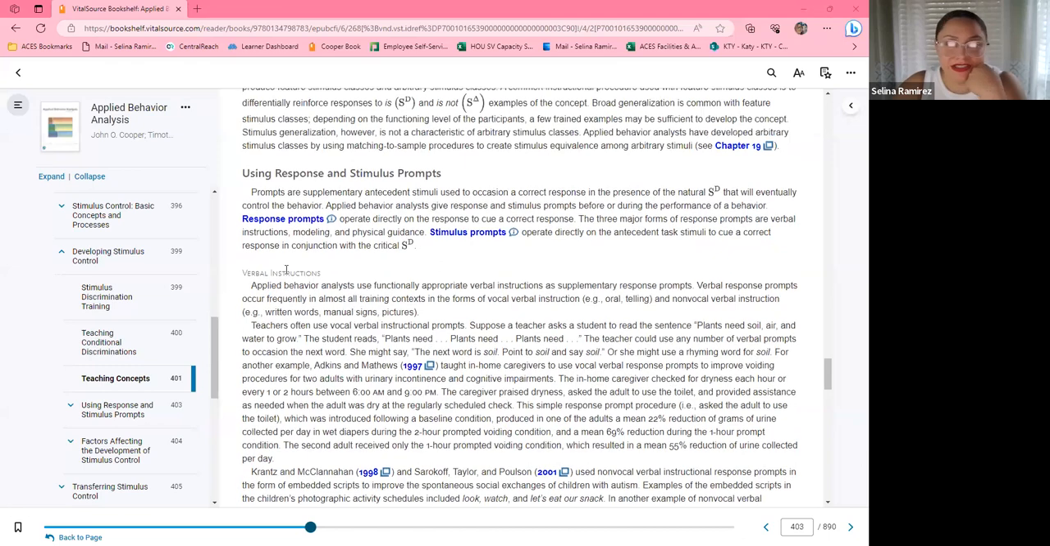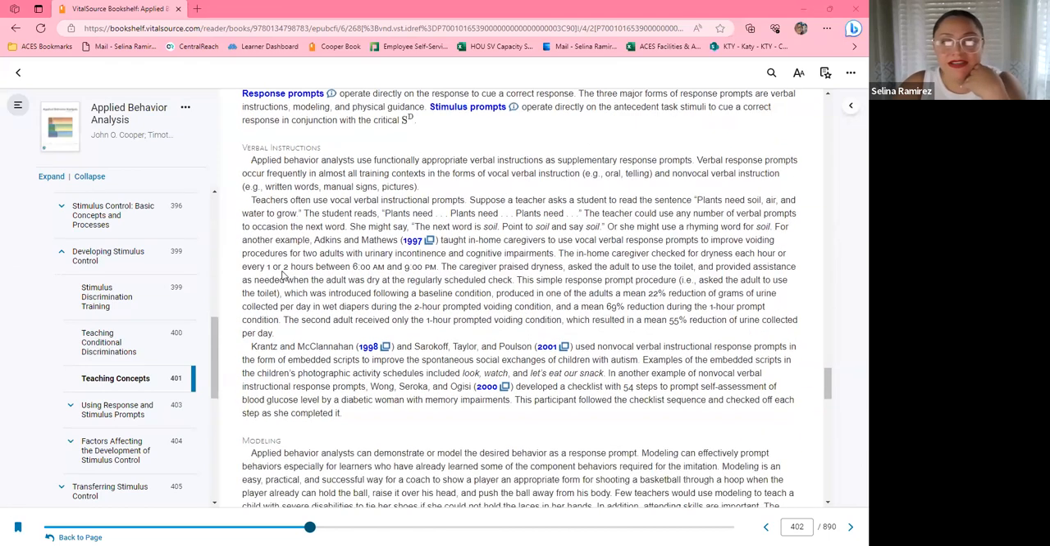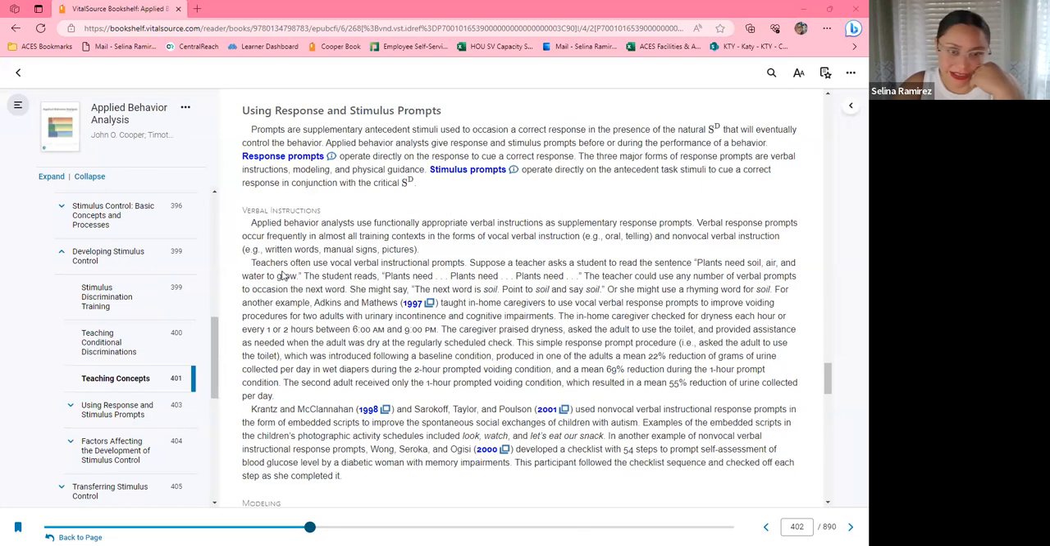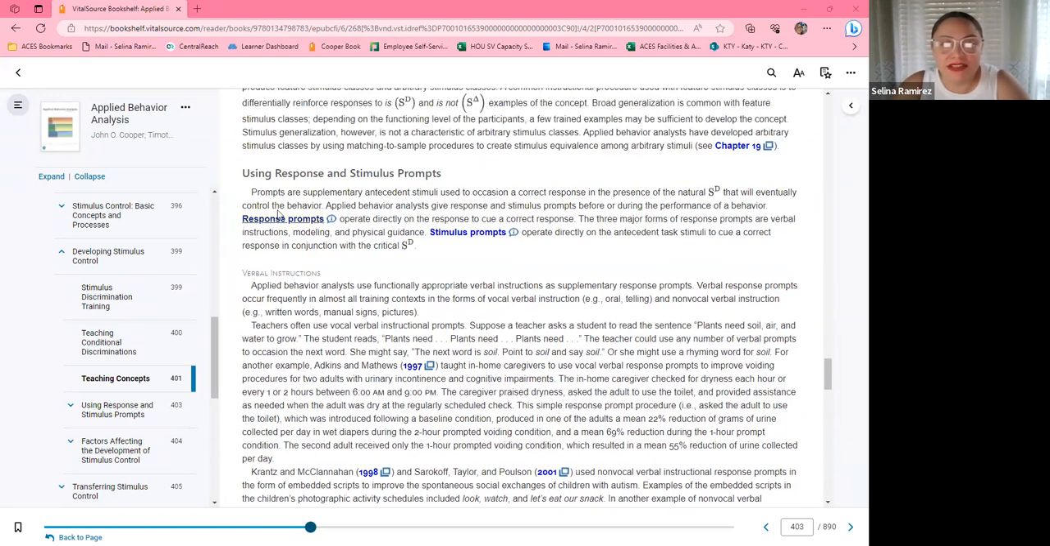Okay, so now it's going to go into prompts. So this is always fun. I love talking about prompting. Okay, so we're going to talk about using response and stimulus prompts. So that's also a thing that we struggle with in the exam, right? Is like distinguishing between, is this a response prompt or is this a stimulus prompt? So this chapter is probably really helpful to review for those of us who struggle with those type of questions.